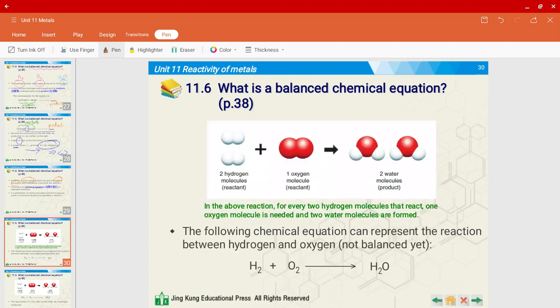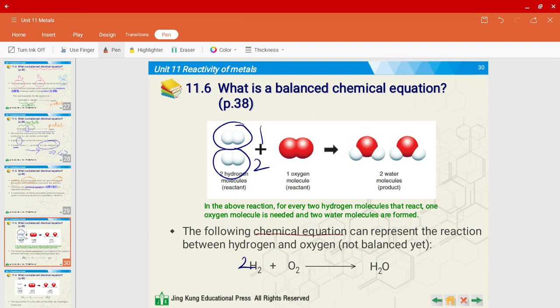So let's have a look at an example. We're going to use the same example, hydrogen and oxygen to get water. Let's look at the equation down below first. The following chemical equation can represent the reaction between hydrogen and oxygen. However, this is not balanced yet. So in order to balance it, let's have a look at the diagram up above. In the diagram, how many hydrogen molecules do you see? Over here, that's one hydrogen molecule, and this is the second hydrogen molecule. So in total, there are two hydrogen molecules.